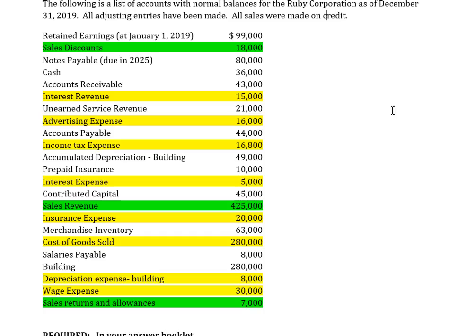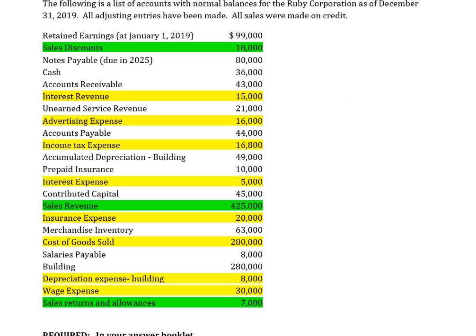Now, you'll notice in this question that, first of all, none of the accounts were telling you if they're debit or credit. We did tell you that they all have normal balances. So you're supposed to know that retained earnings is normally credit, sales discounts are normally debit, notes payable, a liability, is normally credit, and so forth.